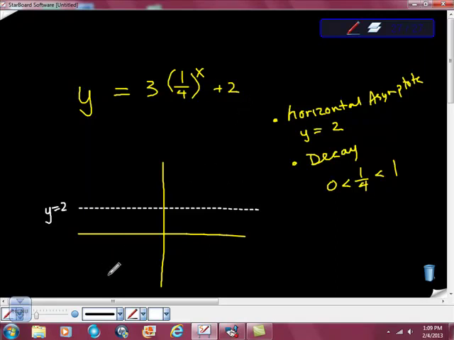Give me a point that we can use here. 0 what? 0, 5, is that right? Oh, yeah. Right? 0, because then what you do is you put in 0 here, and 1/4 to the 0 power is 1, isn't it? 3 times 1 is 3, plus 2 is 5. So here's the point 0, 5 maybe.